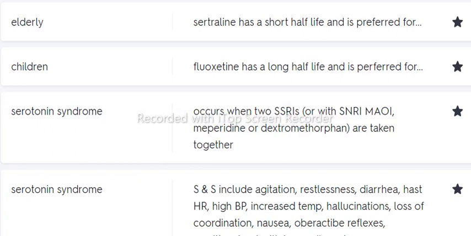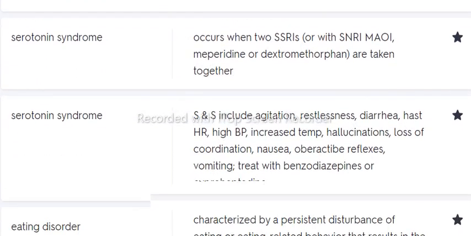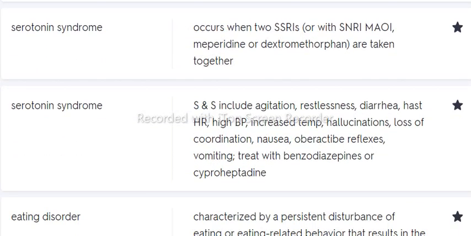Serotonin syndrome occurs when two SSRIs are taken together. Serotonin syndrome. S and S include agitation, restlessness, diarrhea, SHR, high BP, increased temp, hallucinations, loss of coordination, nausea, overactive reflexes, vomiting. Treat with benzodiazepines or cyproheptadine.